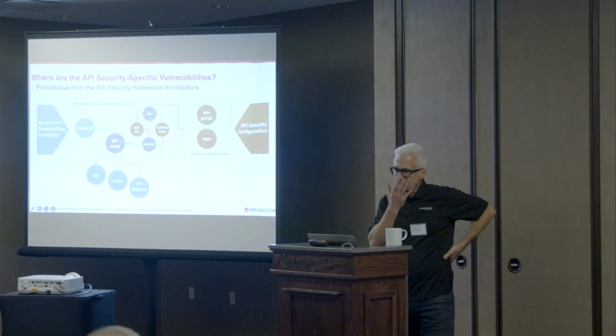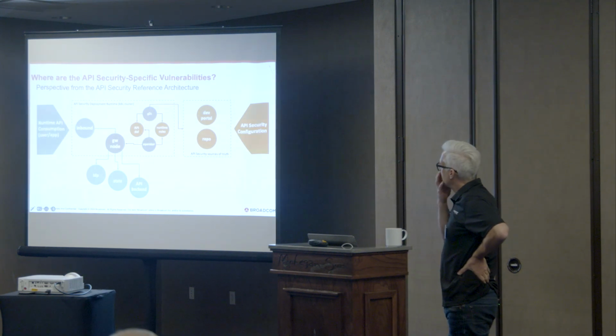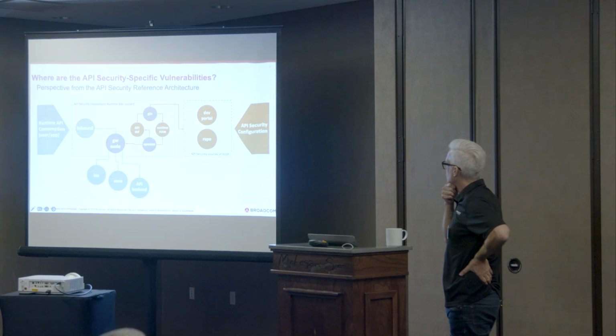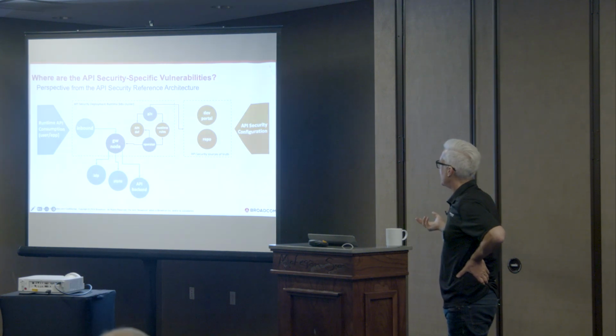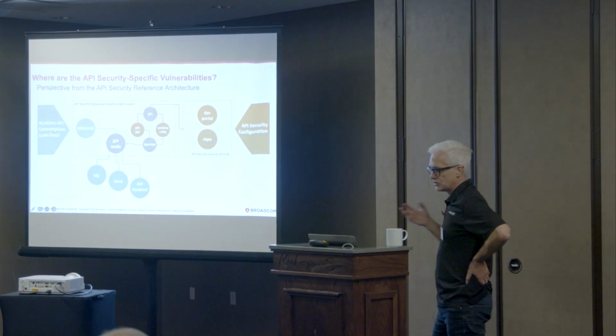So where are the API security specific vulnerabilities? In order to take a look at that, I decided to look at it from the perspective of Layer 7's API security reference architecture. And I've got the two sides to this.